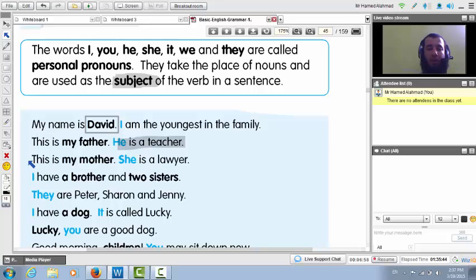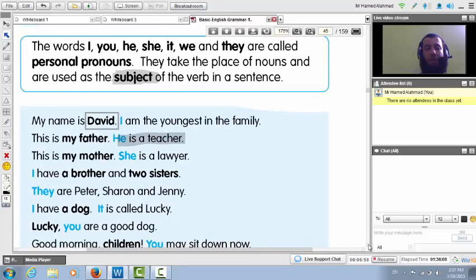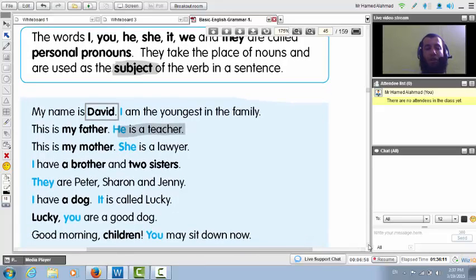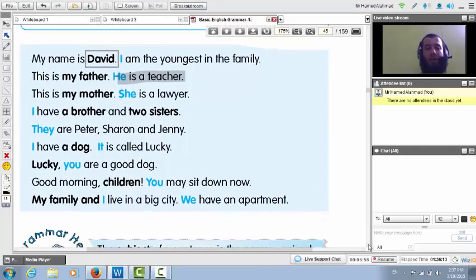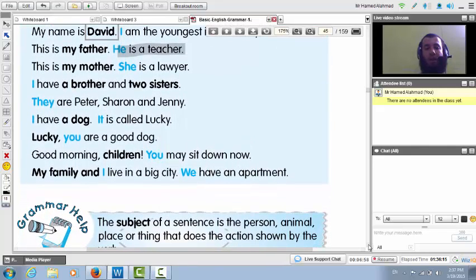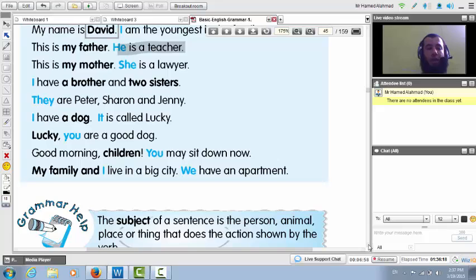Sentence number 3: this is my mother, she's a lawyer, the same. Sentence number 4: I have a brother and 2 sisters. Now instead of mentioning their names, the name of your brother and your 2 sisters, you're going to say briefly, they. I have a brother and 2 sisters, they are so and so. Then here, I have a dog, it's called Lucky. Instead of saying the dog is called Lucky, we said it's called Lucky.